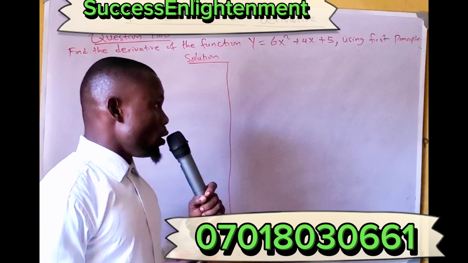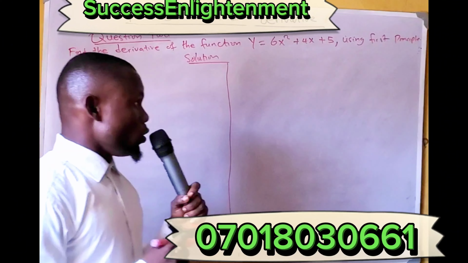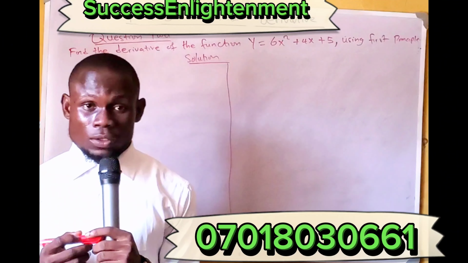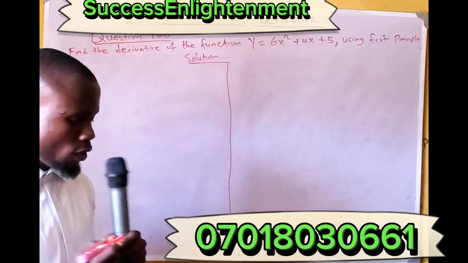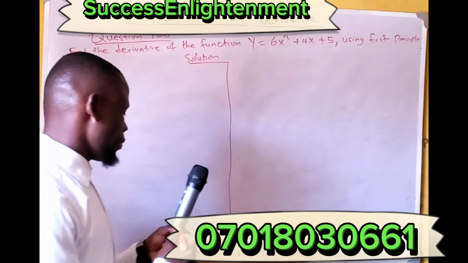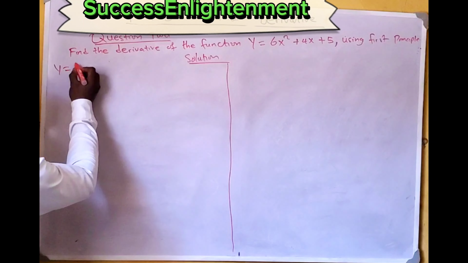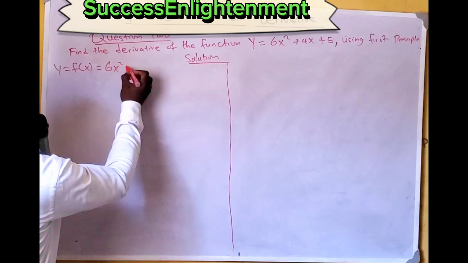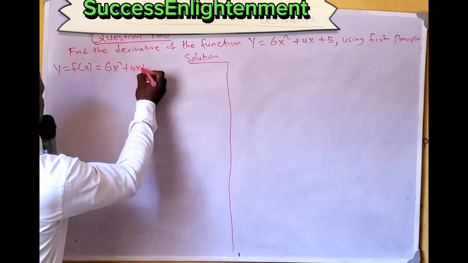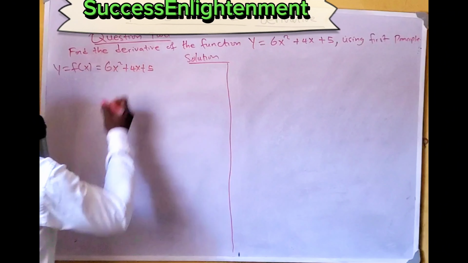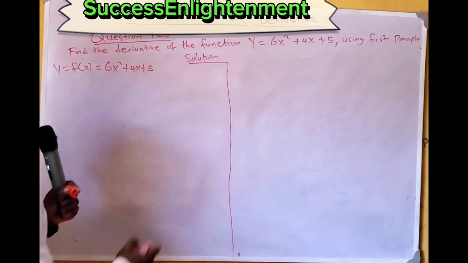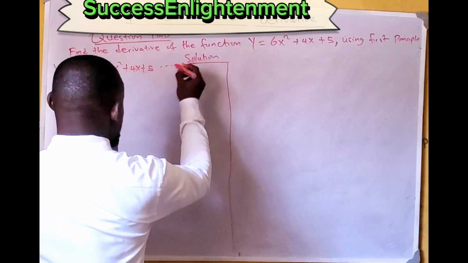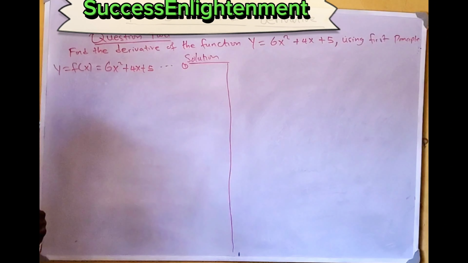We have to find the derivative of the function y equals 6x squared plus 4x plus 5 using first principle. It is similar to the just concluded question we solved. First, we write this in standard form, which is y equals f of x equals 6x squared plus 4x plus 5. We name this equation 1. This is the initial position of the function.